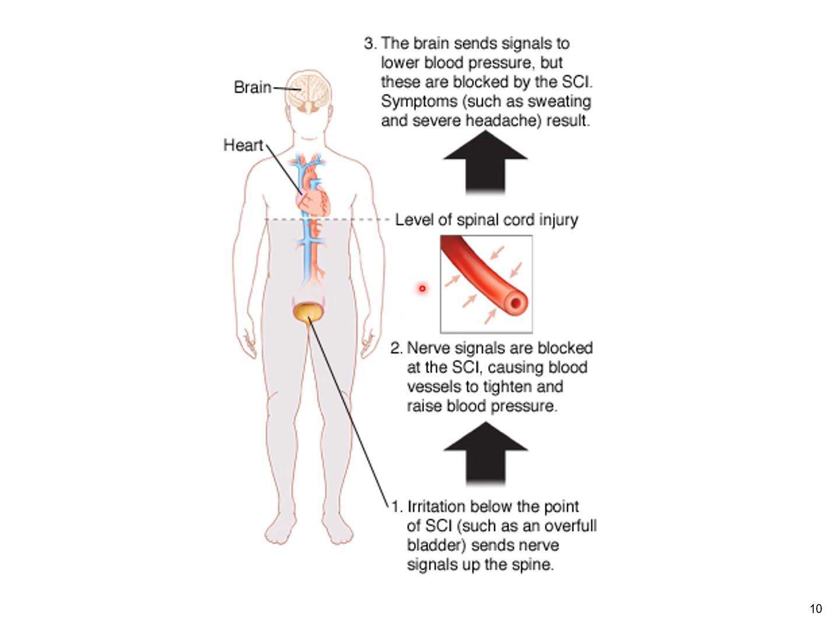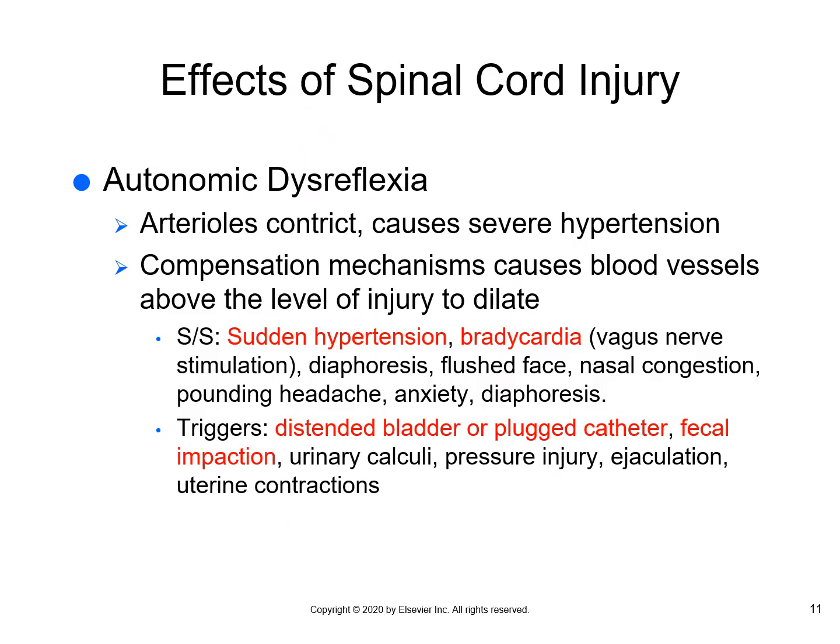So with autonomic dysreflexia, let's go to the next slide. Like we said, the arterioles will constrict. There will be severe hypertension because the brain is trying to compensate for what is going on with the full bladder.